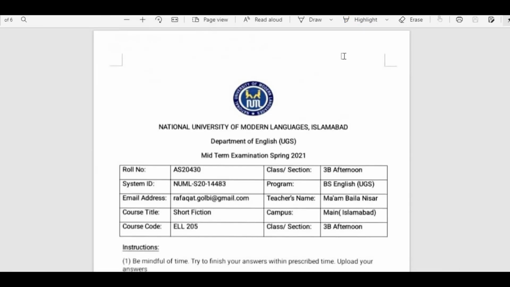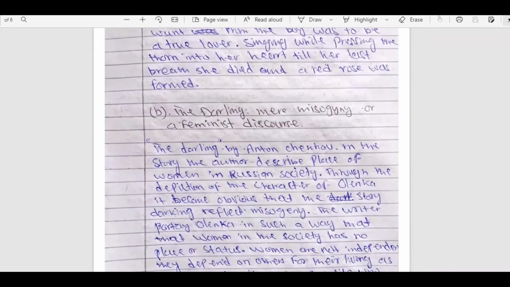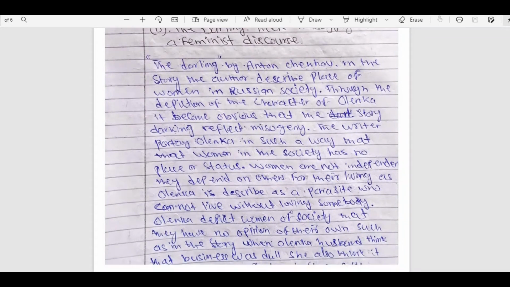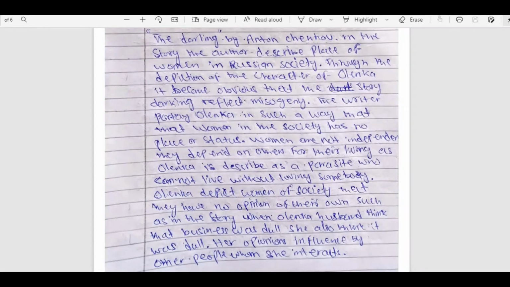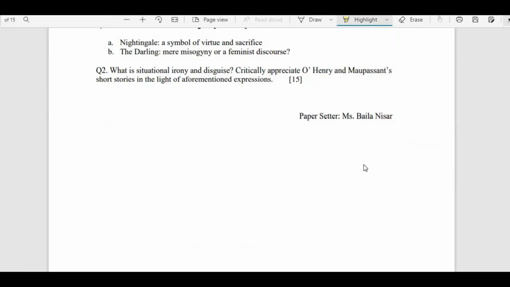All right, this is my short fiction paper. So The Darling, misogyny by Anton Chekhov, and we'll see the Olenka character, how he portrays her as weak, dependent on men. So it's a mere misogyny.